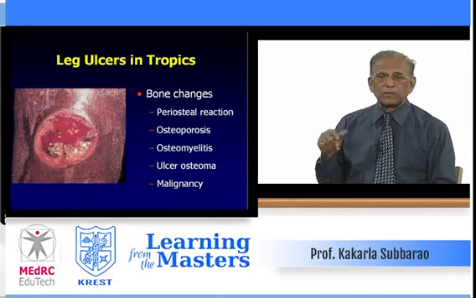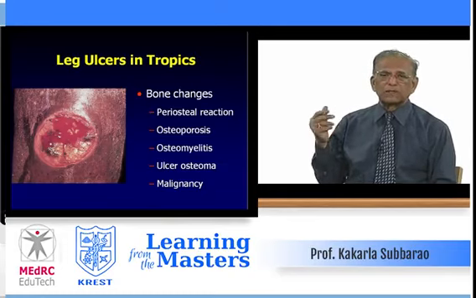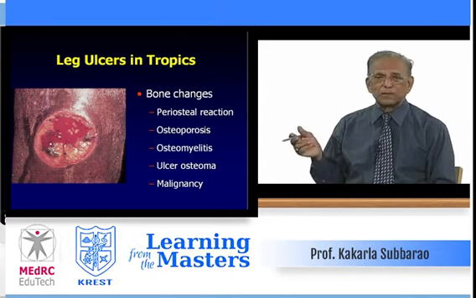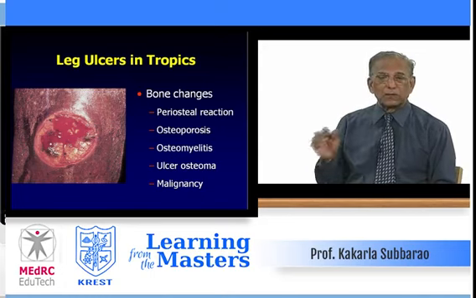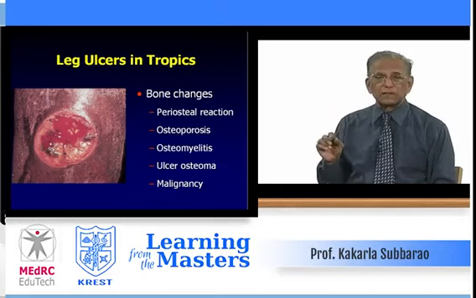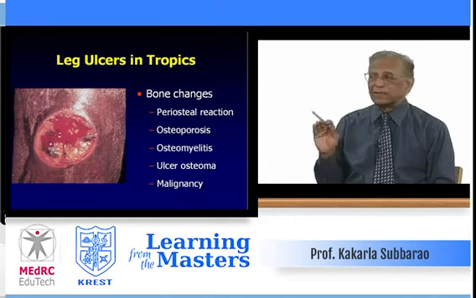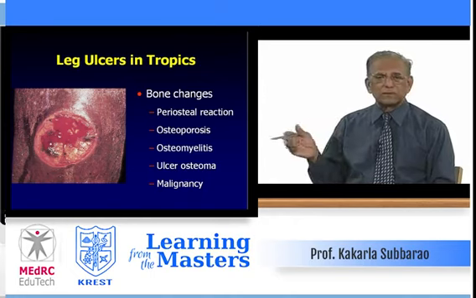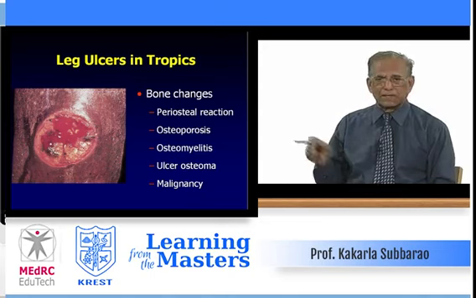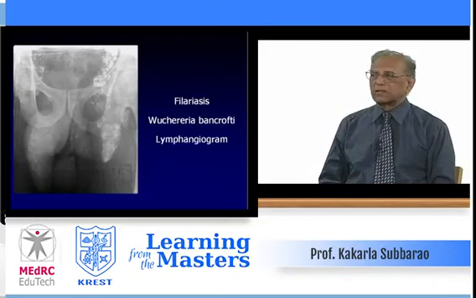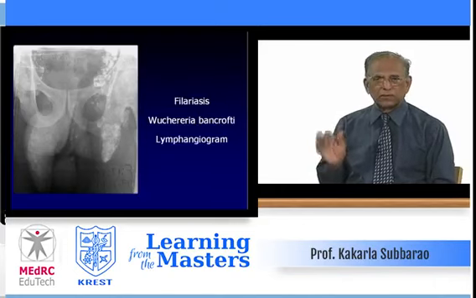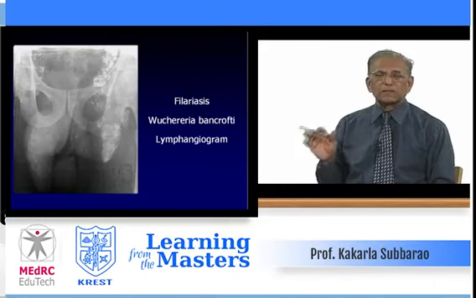cortical thickening. Because the patient more or less takes rest, osteoporosis is noted, and osteomyelitis involving the marrow. Ulcer osteoma: occasionally there is no osteomyelitis, only periosteal reaction, cyclic, and then it fuses with the cortex, producing an osteoma-like picture. And of course, in a chronic ulcer, malignancy can occur, squamous cell carcinoma often. And then filariasis, Wuchereria bancrofti in tropical countries. In some areas it is common.